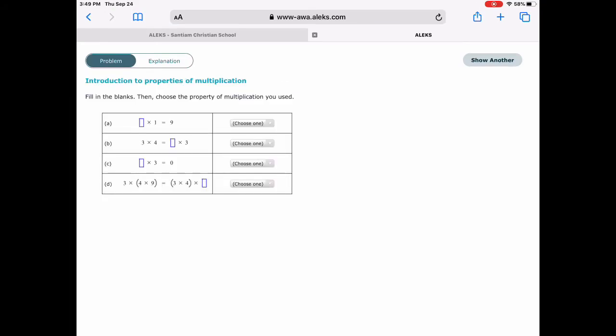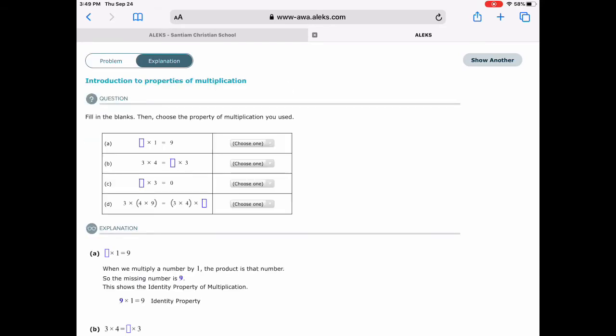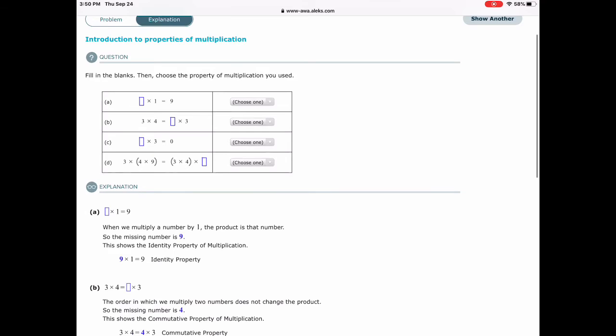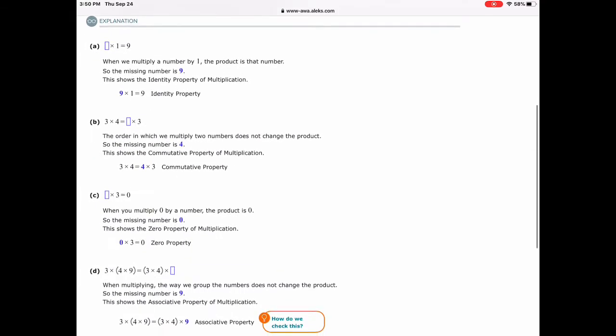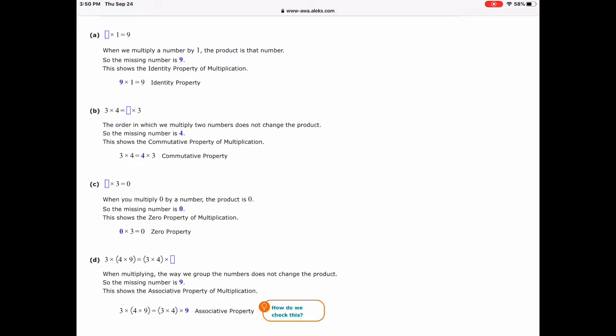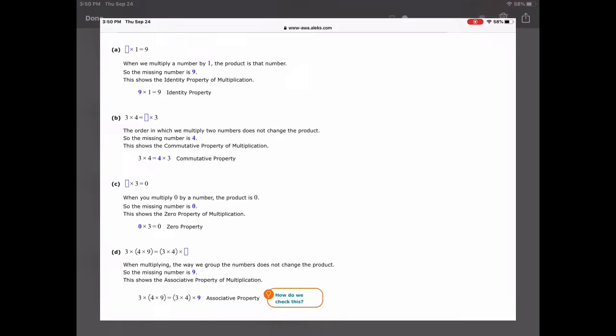All right, these are multiplication properties. So let's look at the explanation on this so you could get some notes. Let's look at the explanation. So something times 1 is 9. We actually know that 9 times 1 is 9. In this case, this is the identity property.